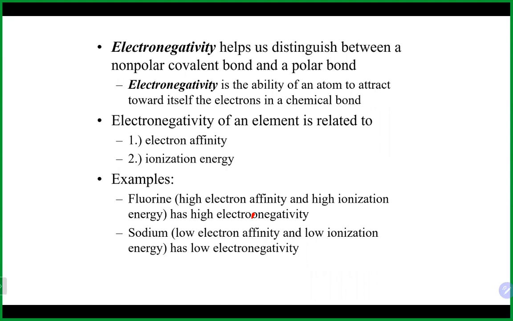So fluorine has high electron affinity and high ionization energy. So it has a high electronegativity. And again, it is the most electronegative element you could have. Sodium, which is far over to the left on the periodic table, has low electron affinity and low ionization energy. Both of those basically say you can take my electrons, and it also has low electronegativity, which means it's not looking to gain electrons at all. And that's why, again, sodium will typically lose electrons.